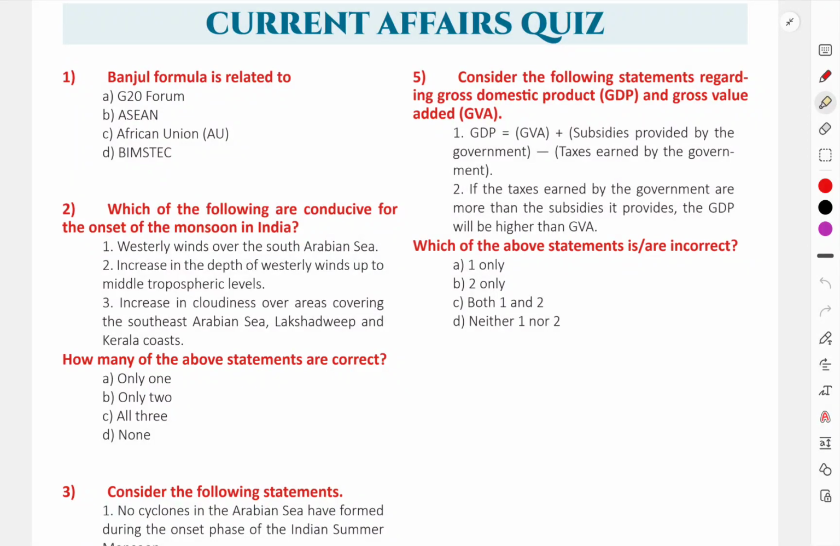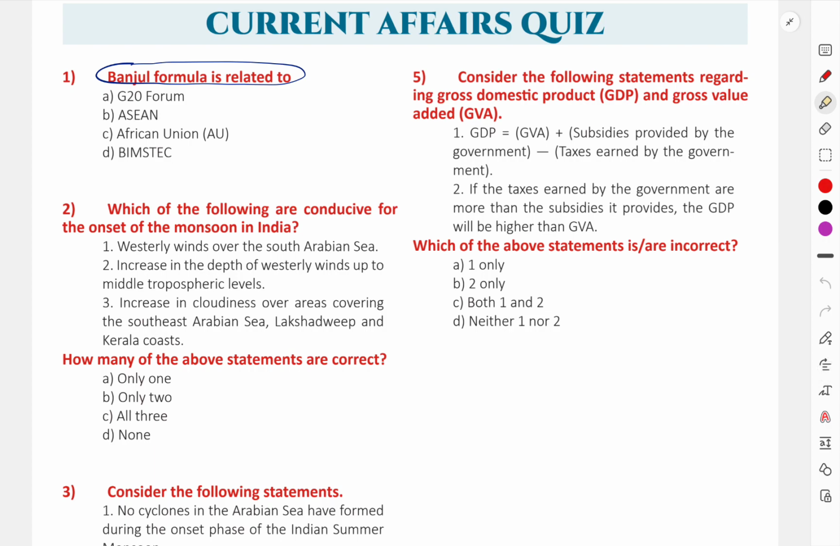Hello friends, in this video we shall discuss some of the important MCQs that are curated as per the demand of the UPSC and various other state BCS. So our first question is regarding the Bunjul formula. The first question states that the Bunjul formula is related to.